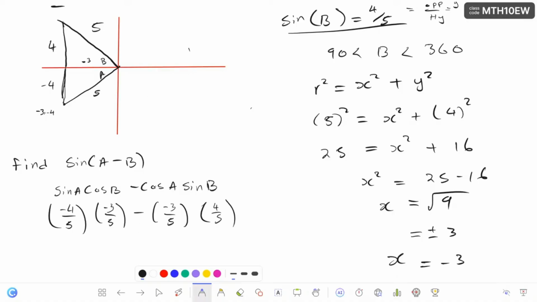So you must draw the graphs because they want to see the graphs in the exam. So multiplying everything, let's check. Negative 4 over 5, negative 3 over 5, minus negative 3 over 5, 4 over 5. So our final answer is 24 over 25. So you must show all the interpretation. They will give you full marks for that.